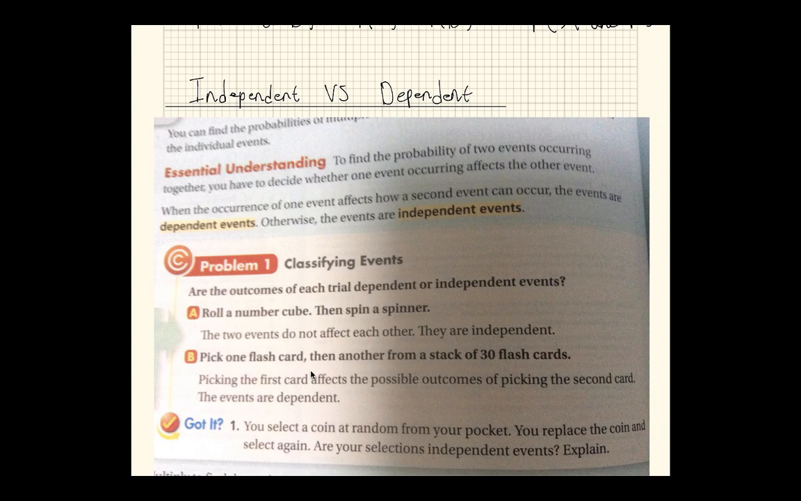The reason being because if I've already picked one flashcard, when I go to pick the second card, there's fewer cards. The first time I pick a card, there's a total of 30, but the second time I pick a card, there's a total of 29. This is an example of a dependent event because the first event had an effect on the outcome of the second event. It changed the total number of cards. So that's what we mean when we talk about independent versus dependent events.